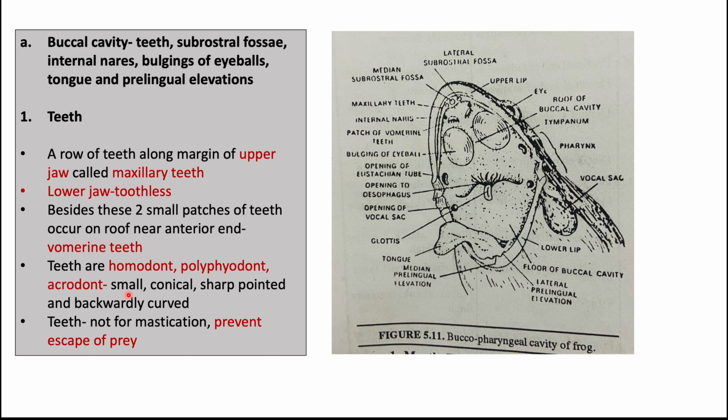Besides this, the teeth are small, conical, sharp pointed and backwardly curved. We'll discuss in the next slide. Now the important point to note here: these teeth in case of frog are not helpful for mastication of food. But what they are doing is preventing escape of prey. So the sole purpose of teeth is to prevent escape of prey.